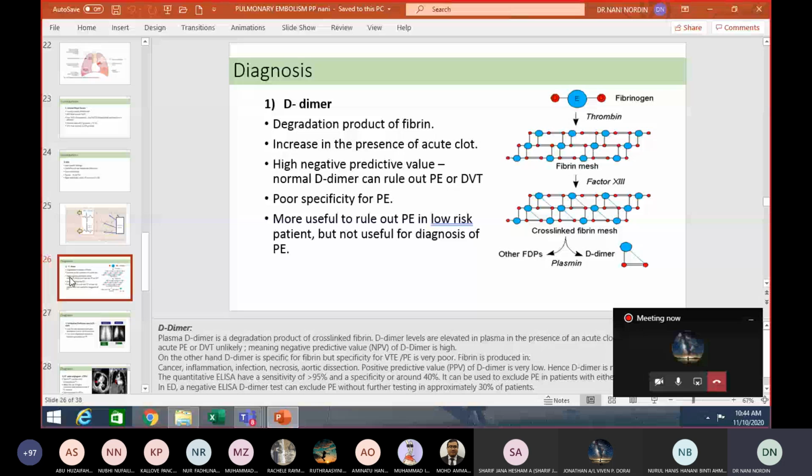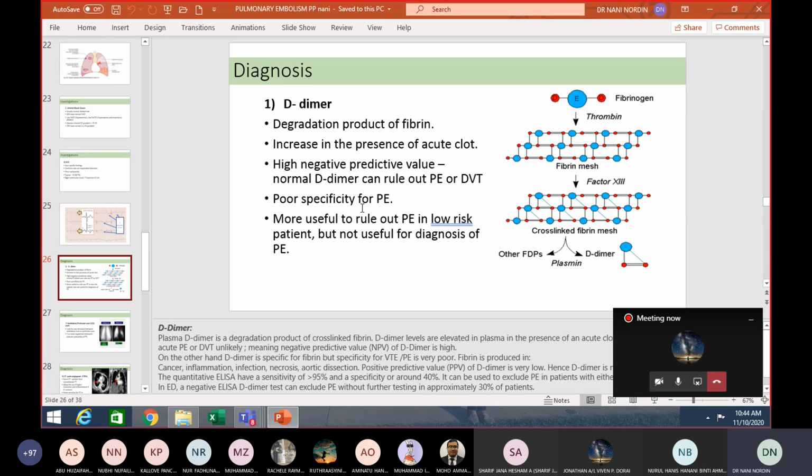But it is very useful. It has a high negative predictive value, so it is useful to rule out pulmonary embolism. That means it is useful when it is negative, which means that there is no pulmonary embolism. That's what a high negative predictive value means. But the moment it is positive, you can't really say that it is PE.